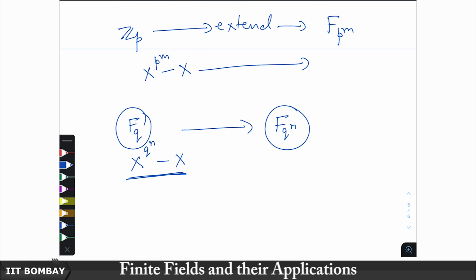So, what we have proved is that for any prime number p and any positive integer m, there is a finite field of order p power m, and these are exactly all the finite fields that exist. Okay, and those finite fields are obtained as splitting fields of x power p power m minus x.